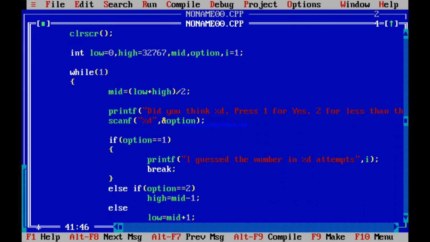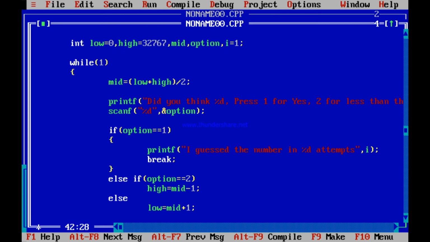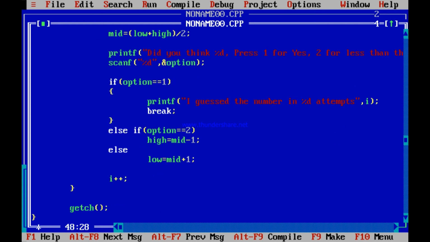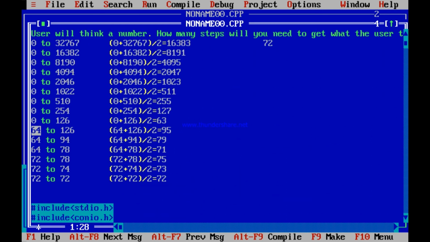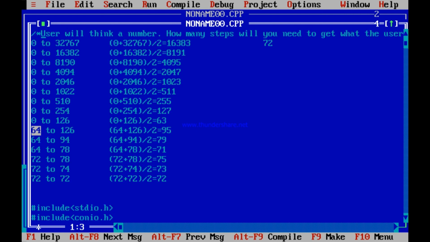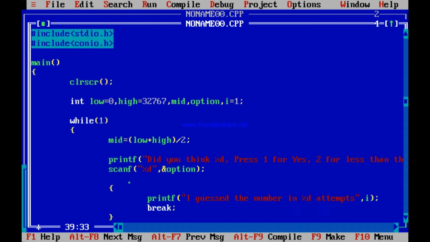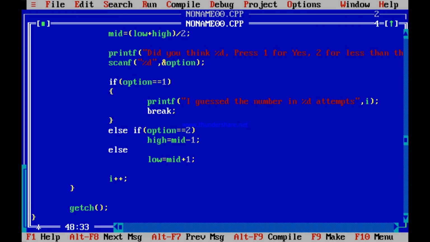However, if option is equal to 2, high is mid minus 1, else low equal to mid plus 1. You change your range depending on the input by the user. So let me now see that this 72, which I guessed in 15 attempts, whether the program does the same or not. Let me comment out this whole thing. You remember, you can comment with a slash star at the beginning and a star slash at the end.